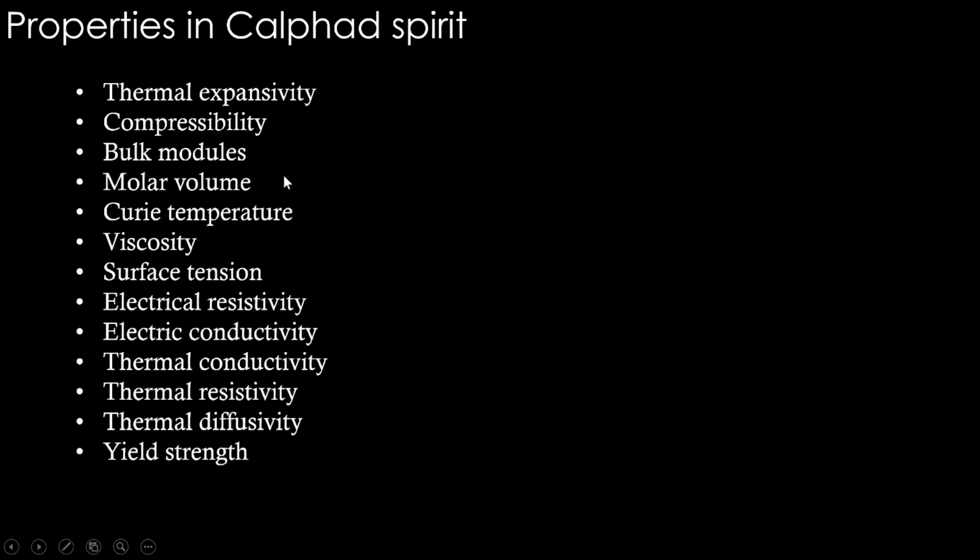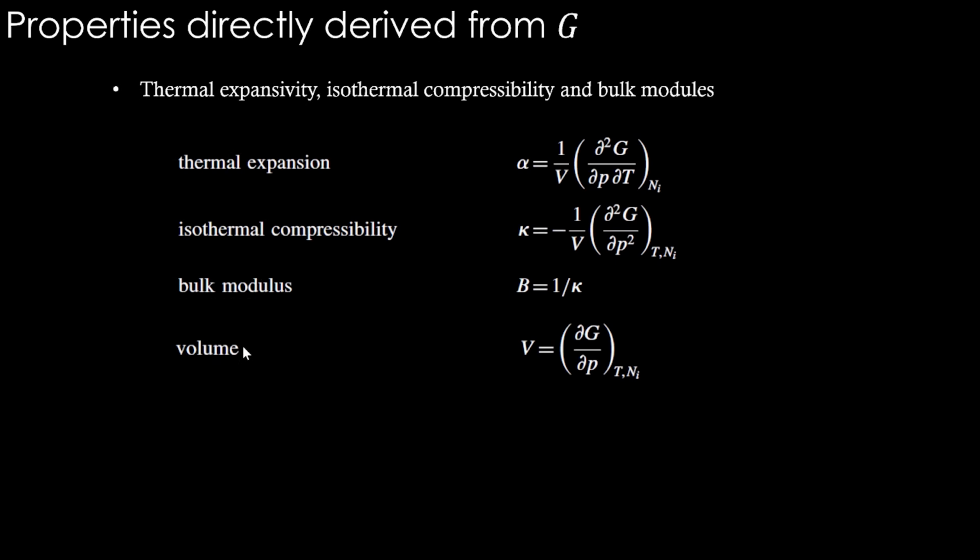These are the various properties: thermal expansivity, compressibility, bulk modulus, molar volume, Curie temperature, viscosity, surface tension, electrical resistivity, conductivity, thermal conductivity and resistivity, thermal diffusivity, and yield strength. Among them, these few are directly derived from Gibbs energy: thermal expansivity, isothermal compressibility, bulk modulus, volume.